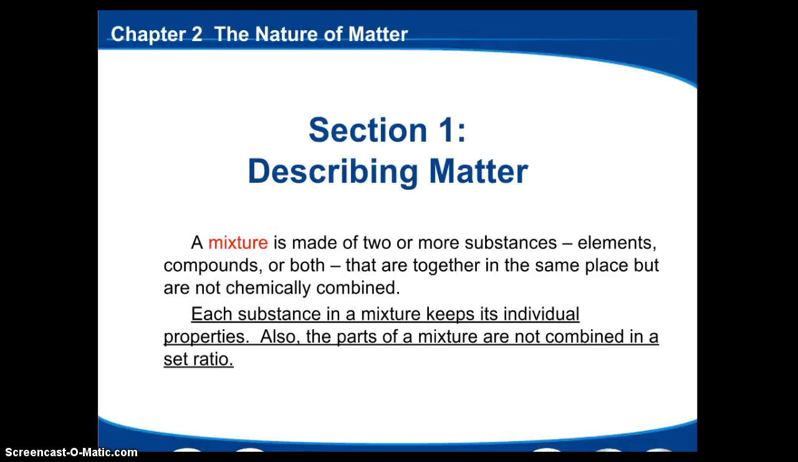Mixture, it's made of two or more substances. Like we talked about, elements, compounds, or both. And each substance in a mixture keeps its own properties. And the parts of the mixture are not combined in a set ratio.